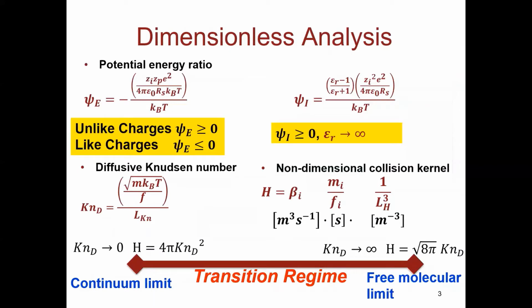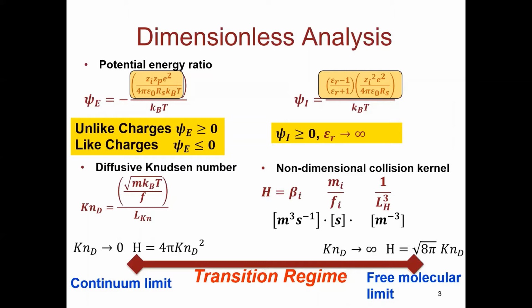In the developed collision kernel expression, the effects of attractive Coulomb and image potential interaction between ion and particle are parameterized by the Coulomb potential energy to thermal energy ratio psi E and the image potential energy to thermal energy ratio psi I. Psi I depends on the material dielectric constant, epsilon r. However, we consider only perfectly conducting particles, where epsilon r is infinite. But our analysis may be extended to non-conducting particles as well.